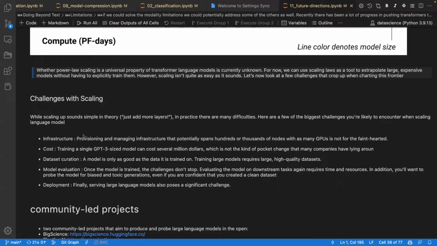Theoretically and in practice, they said that when you scale the model, you get better results, but there are many issues they discussed, such as infrastructure, the cost of training large models, data set creation, model evaluation, and deployment. I have not trained such models. Does anybody here have experience with how scaling affects data set creation, evaluation, or deployment?